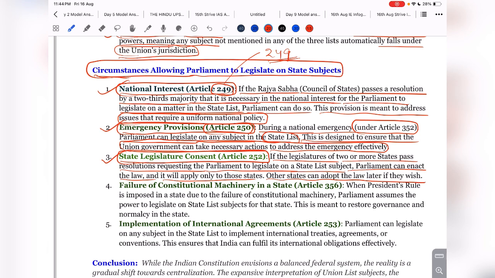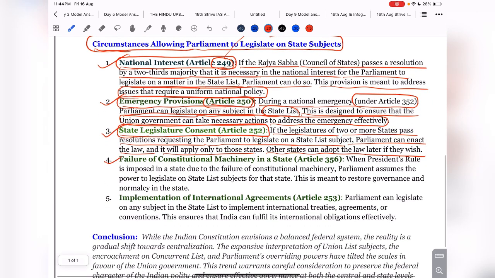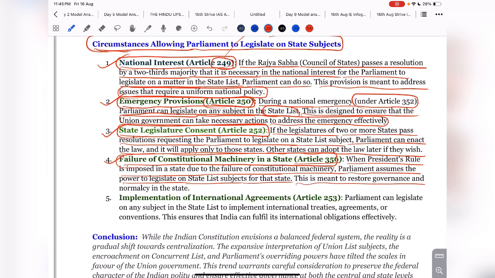Okay. So the next is about the failure of the constitutional machinery in a state. This is what is called President's rule. When President's rule is imposed in a state due to failure of the constitutional machinery, Parliament assumes the power to legislate on the state subject for that state. This is meant to restore governance and normalcy in the state. You might be knowing that when there is a failure of the constitutional machinery, or what is called a state emergency, even the state legislature is dissolved. Because of that, Parliament can make law on the state list.